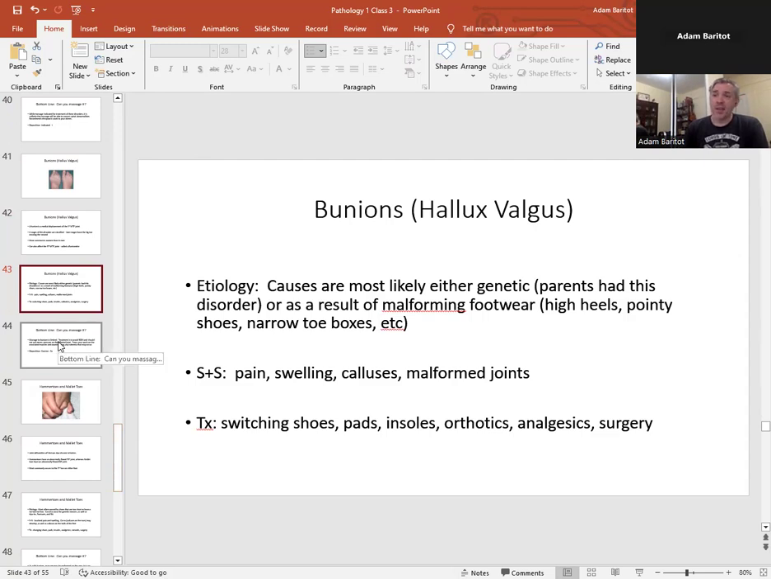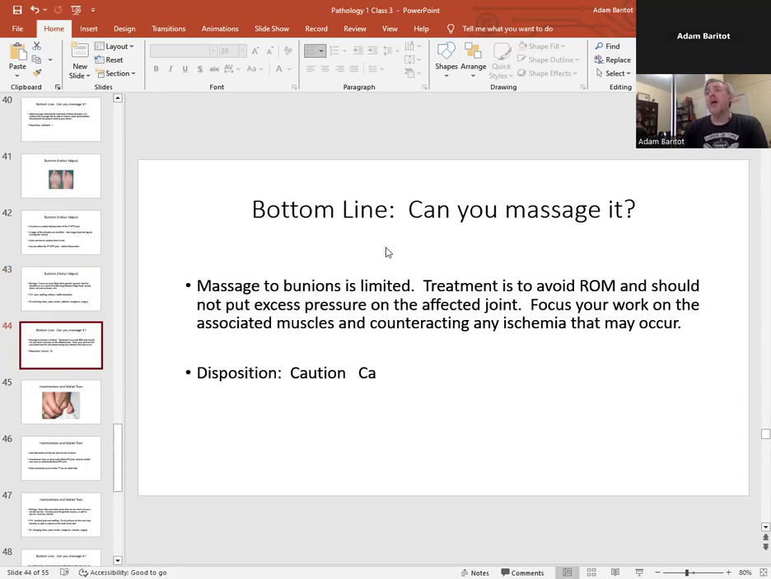Bottom line, can you work on a bunion? Massage to bunions is limited. You're not supposed to do any range of motion. You shouldn't put any direct pressure on the joint. A little effleurage is fine. Focus your work on associated muscles and counteracting any ischemia that may occur. Do not try and move the toe to where it's supposed to be. That is not our job.